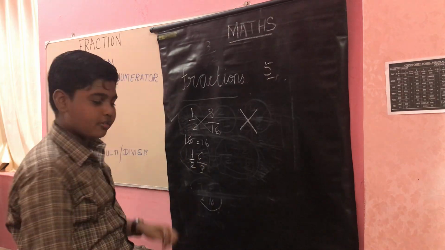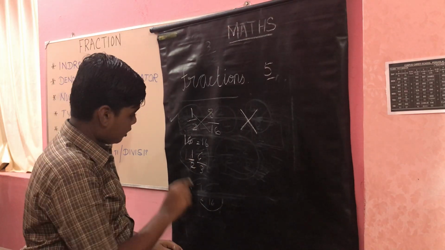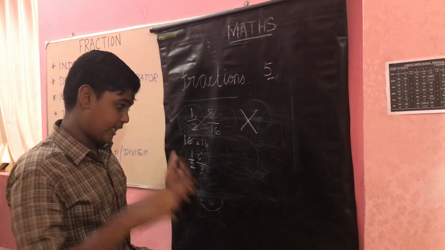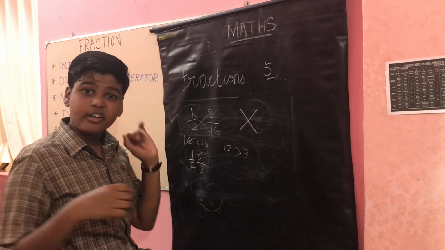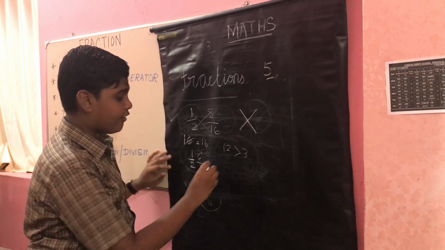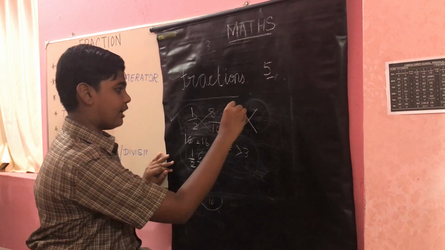Is it equivalent now? 2 times 6 is 12. 1 times 3 is 3. So they are not equal. There's 12 and 3, so it's not equal. So this is not an equivalent fraction, while this is an equivalent fraction.